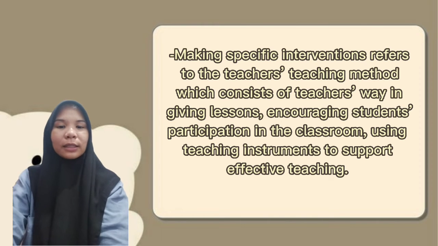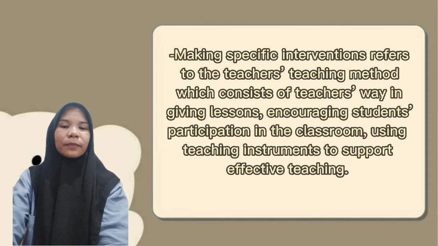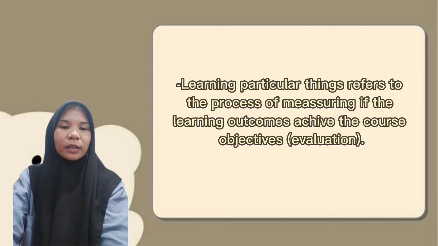Making specific interventions refers to the teacher's teaching method, which consists of the teacher's way of giving lessons according to student participation in the classroom, using teaching instruments to support effective teaching. And learning particular things refers to the process of measuring if the learning outcomes achieve the course's objective, which is evaluation.